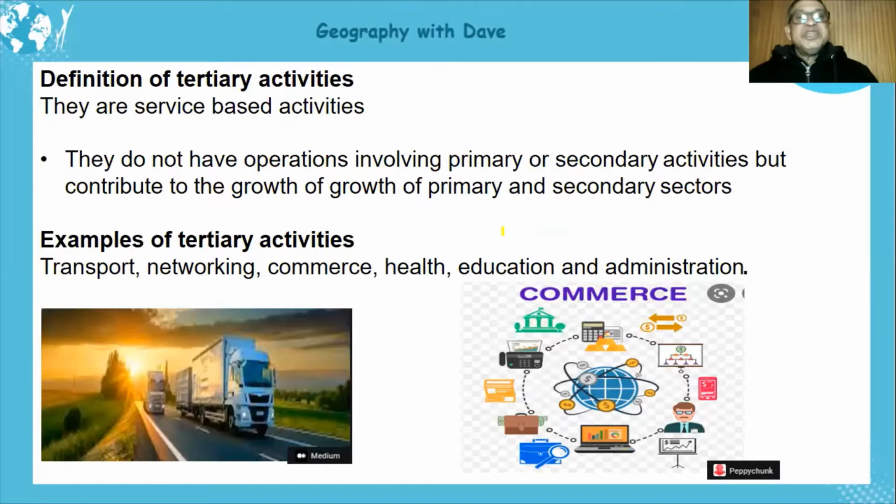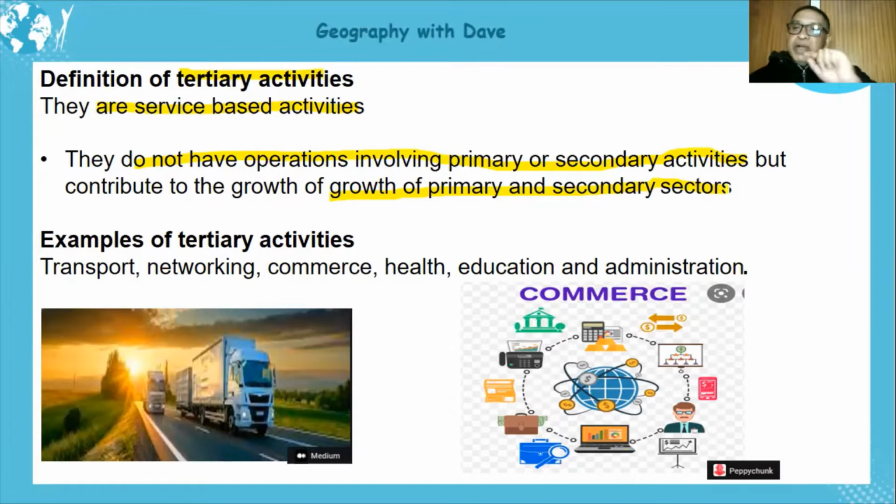Of course, we start off with the definition of a tertiary activity. They are service-based activities. A point to note about it is that they do not have operations involving primary and secondary activities. Primary activities involve extracting raw materials from the earth, farming, etc. But they contribute to the growth of primary and secondary activities. I like the word growth.